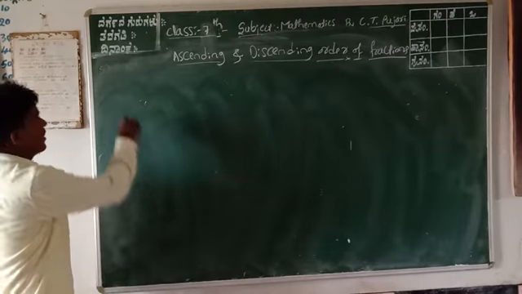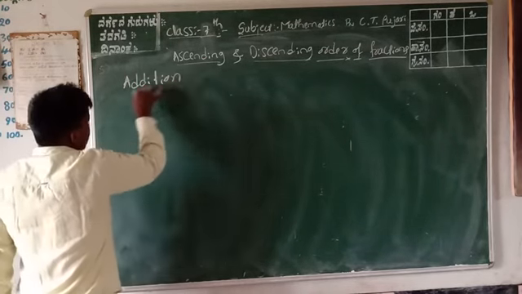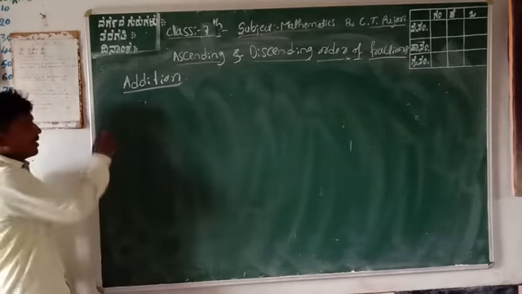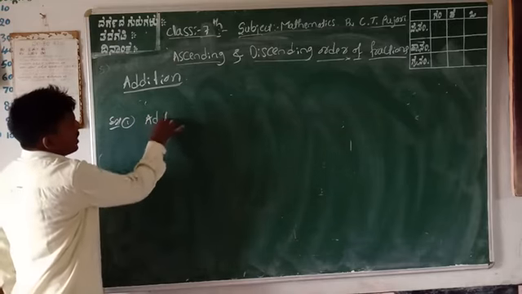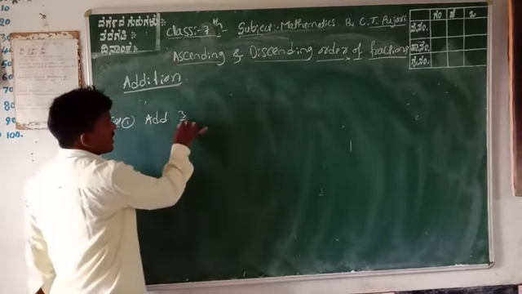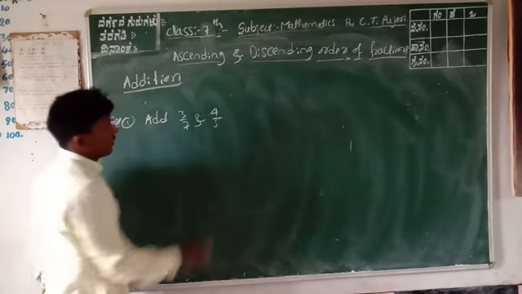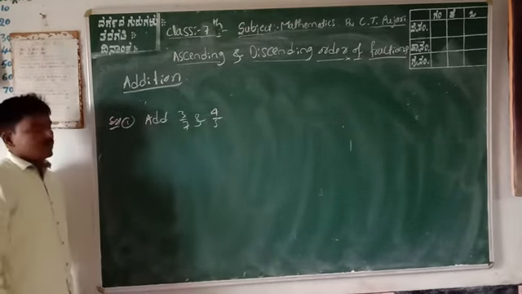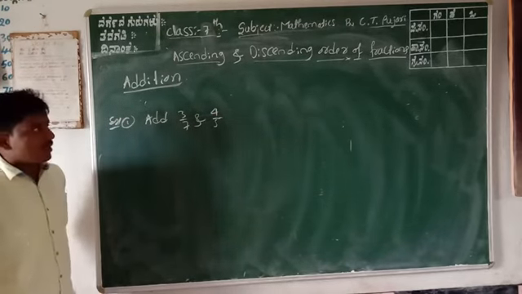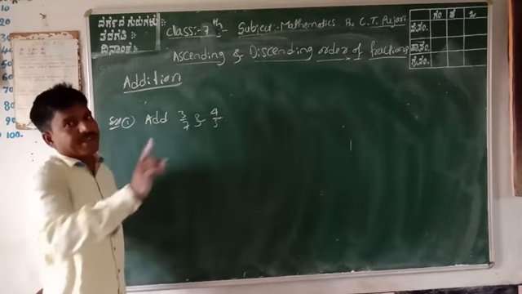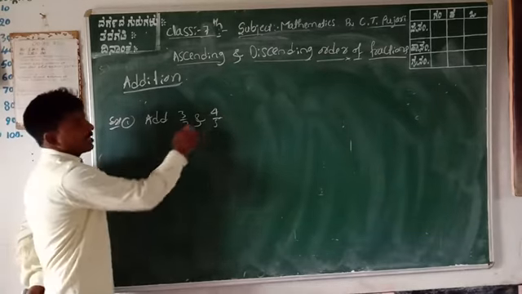For example, addition only. Example number 1: add 3 by 7 and 4 by 5. Addition of these two is also very easy, and there are 3 steps here: addition with the same denominator, addition with a different denominator. This example has different denominators.